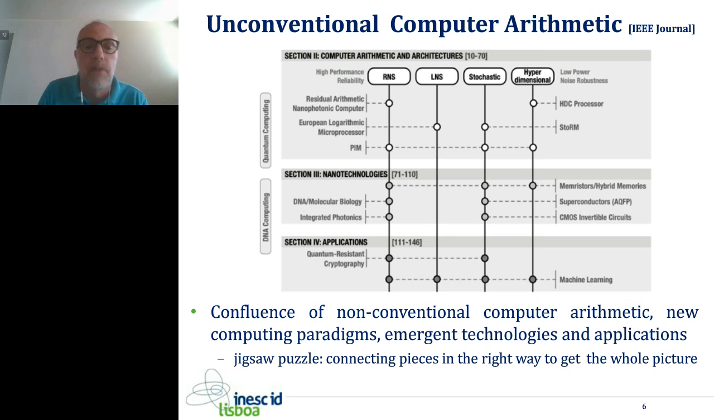And then we have different technologies, for instance, DNA and molecular architectures, integrated photonics technologies, and also superconductors and special types of CMOS devices. On the bottom of this picture, you can see the applications. So my presentation today is a bit of the confluence of this unconventional or non-conventional computer arithmetic with new computing paradigms, emerging technologies, and applications. This is some kind of puzzle where we have to connect the pieces in the right way to get the whole picture and be able to design real systems with new emerging technologies, considering also the emerging applications.